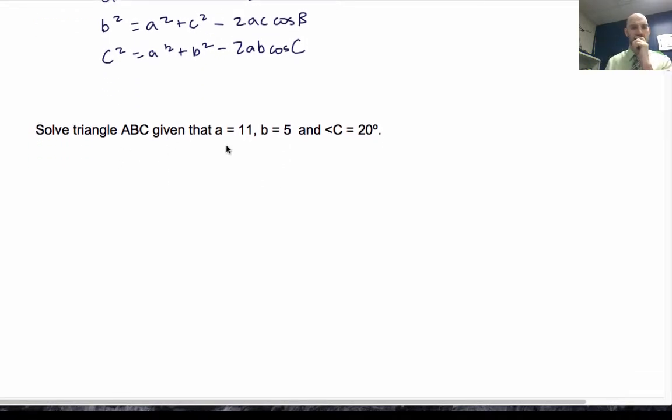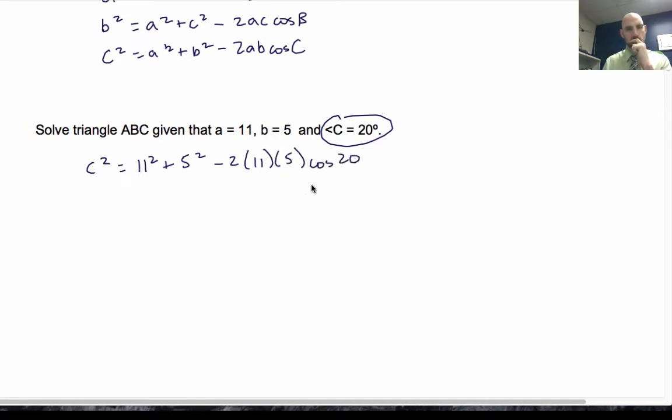Solve triangle ABC given that a is 11, b is 5, and C is 20. So what am I going to use? Well, you want to try to have the most things filled in and a way that you can solve meaningfully. If they give you an angle, you're going to use that angle. And so I'm going to use this variation, c squared equals 11 squared plus 5 squared minus 2 times 11 times 5 times the cosine of 20. Well, what is this going to help me solve?